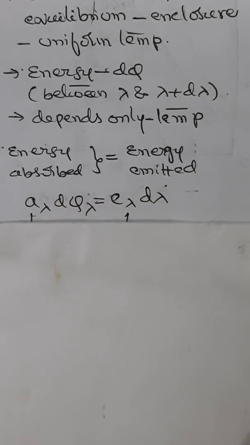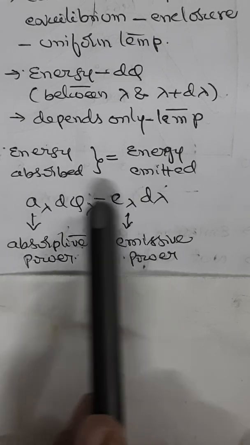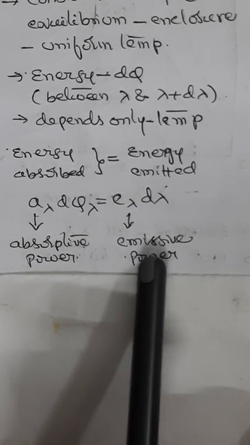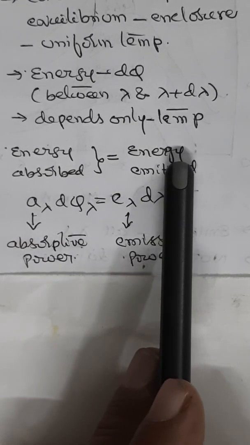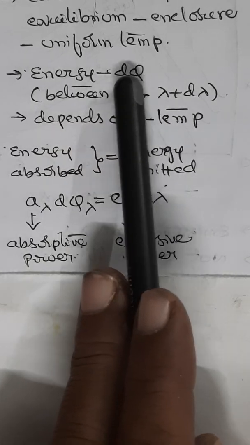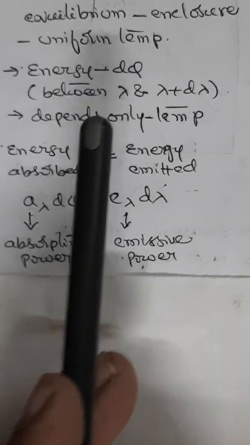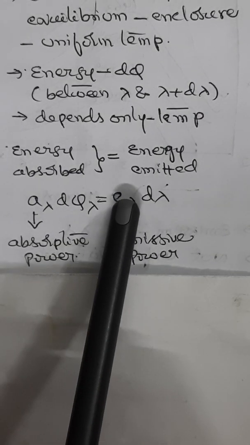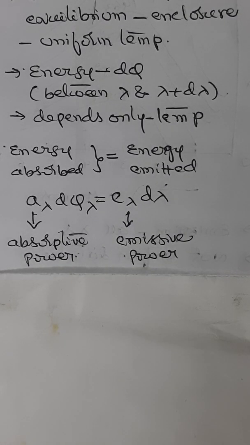So therefore, we have the energy absorptive coefficient as well as the emissive power coefficient. We'll take them as A lambda and E lambda. A lambda and E lambda are nothing but absorptive power and emissive power. So if total energy absorbed is equal to total energy emitted, then we can write, with this energy dQ between the wavelength range lambda and lambda plus d lambda, A lambda dQ lambda equals E lambda d lambda. Here A lambda is the absorptive power and E lambda is the emissive power of the body.